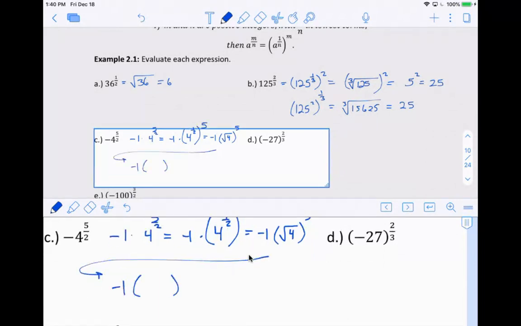We'll head over here now. -1 times, well, what is the square root of 4? That would be 2 to the 5th power. -32, which is what this simplifies to. Now, you could sit here and try to figure out 4 to the 5 halves power. 4 to the 2.5 power is also 32. Okay, and then you tack the negative on.